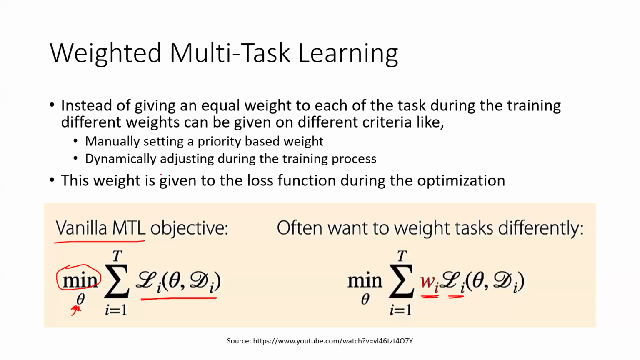So you can either manually set the priority with this weight value, or your model can dynamically adjust this during the training process. We are not going to discuss how this happens, as it's a bit lengthy, but if you are interested, you can look into it. Generally, we can manually set these weight values, or you can train them as well. Then the optimization function that we are going to minimize is modified with this weight value.